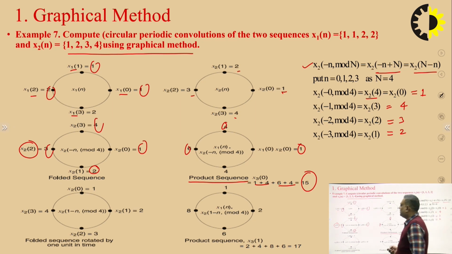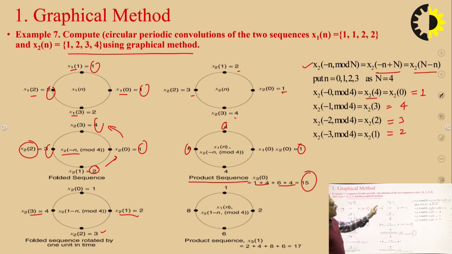So how we will obtain x2(1 minus n), because this is x2(minus n)? We will shift it up anti-clockwise by 1 unit in time. So x2(1) will become 2, x2(0) equals 1, x2(3) equals 4, and x2(2) equals 3. Okay, so this is basically x2(1 minus n), or the second sequence after folding the first sequence and shifting it by 1 unit in time. So we have these values.